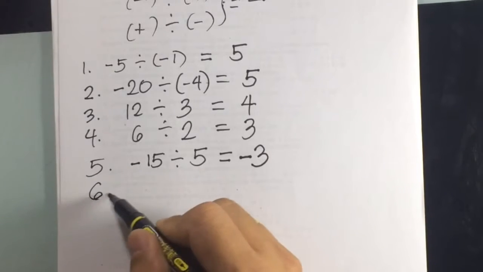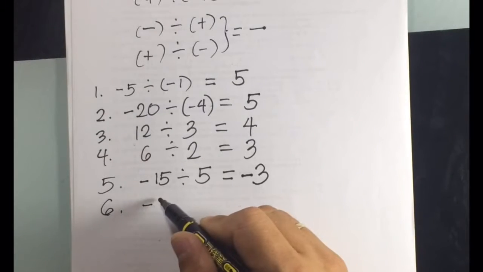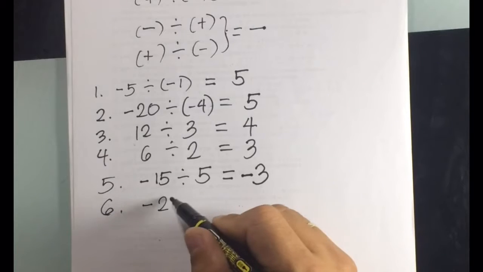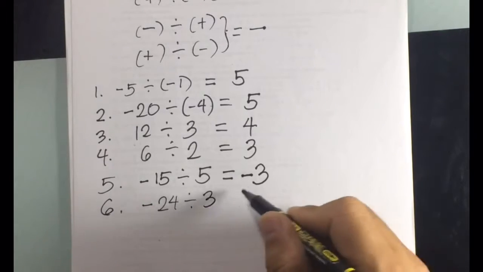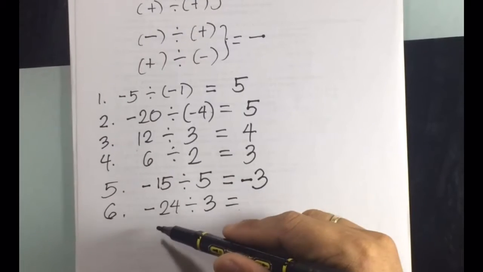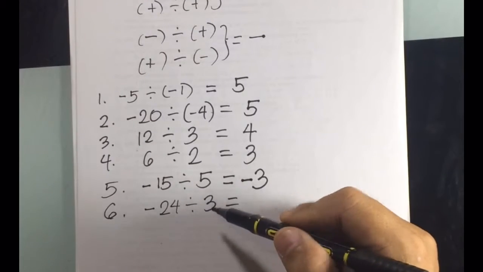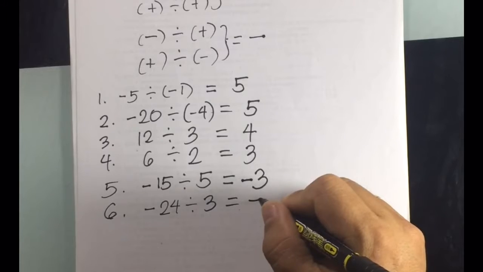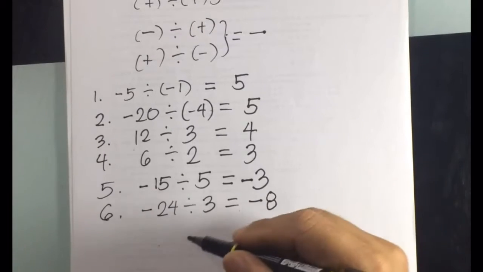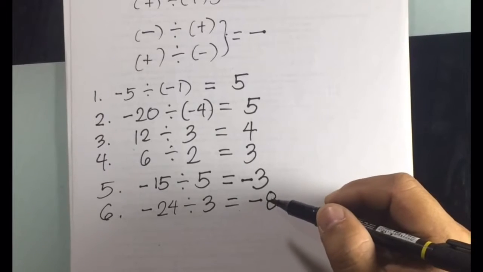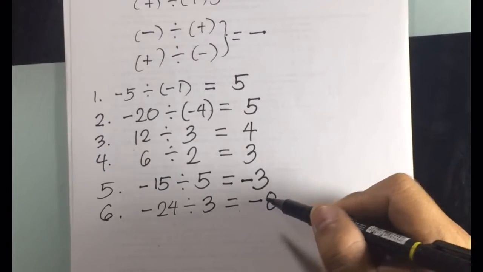Another example. Negative 24 divided by 3. So negative divided by positive, so the result is negative. So 24 divided by 3 is 8. So negative 24 divided by 3 is equal to negative 8.